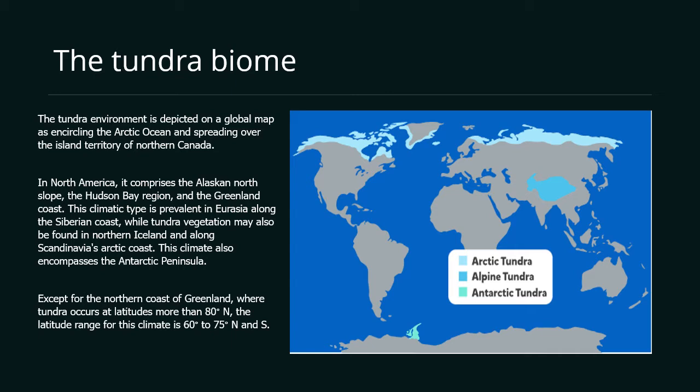The latitude range for this climate is usually between 60 to 75 degrees. The only exception is the north coast of Greenland, where the tundra exists even higher, at 80 degrees.